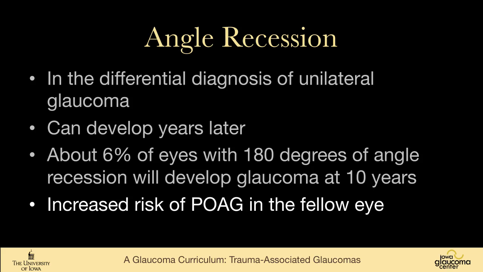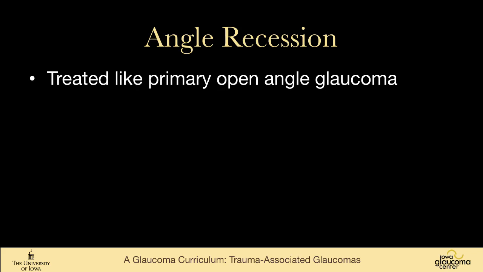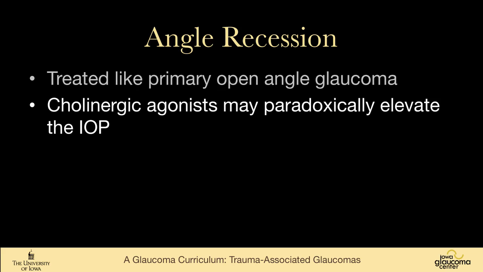So if we have somebody with angle recession in the right eye, and even if the eye is doing great after surgery, one always needs to follow the fellow eye because it is at some increased risk of developing primary open-angle glaucoma. It's treated like primary open-angle glaucoma. Cholinergic agonists, which we don't use much anymore anyway, like pilocarpine, can sometimes paradoxically elevate the pressure.